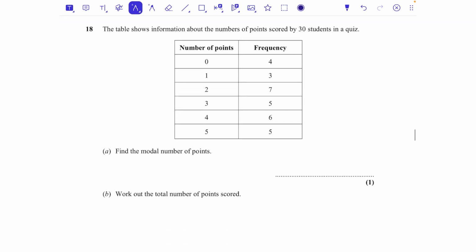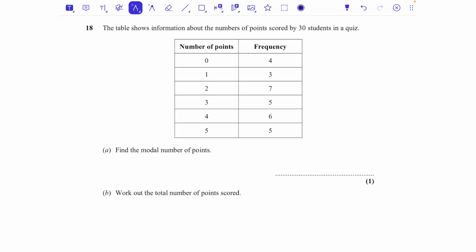Question number 18. The table shows information about the number of points scored by 30 students in a quiz. Find the modal number of points. So the frequency is nothing to do with the data. That's just how many people are getting each of these points.